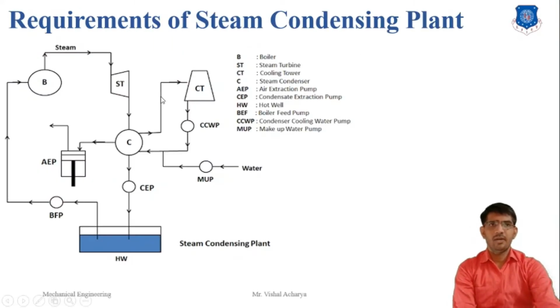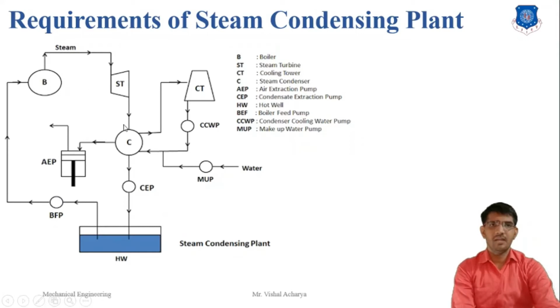Here is the requirement for the steam condensing plant. First is the boiler and steam turbine. Here is the arrangement for the steam condenser plant. Here C is the condenser, CT the cooling tower, and CW the condenser cooling water pump. Here the extra water requirement means the make-up water, and here is the condensate extraction pump. The hot well transfers water to the boiler feed pump and then to the boiler.